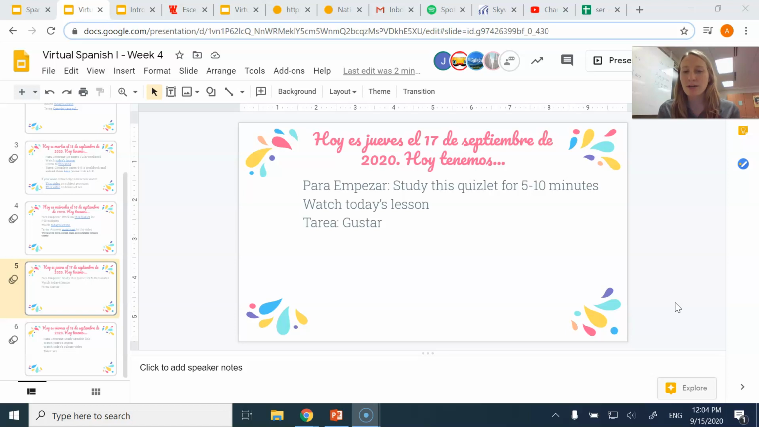Hoy tenemos, y para empezar, please continue studying the Quizlet for 5 to 10 minutes. Hopefully, if you guys are doing that every day, it's helping you get down the vocabulary. That's definitely going to help you in your future Spanish life, in the test, and just everything. So please be studying that daily.